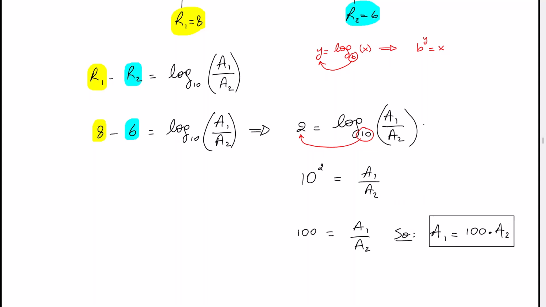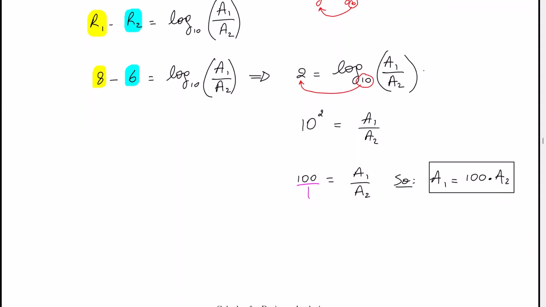Well, I'm thinking of it like this. 100 divided by 1 is a fraction. It's equal to the ratio of A1 over A2. So it's one fraction equal to another fraction, so I can just cross multiply. 1 times A1 will be the A1, and 100 times A2 will be the 100 A2 that we see at the end. So what are we saying? We're saying that the earthquake measuring 8 on the Richter scale is 100 times more intense than one measuring 6 on the Richter scale.